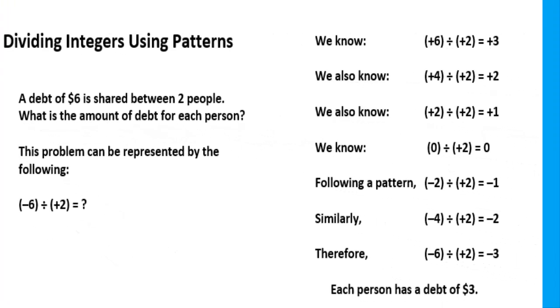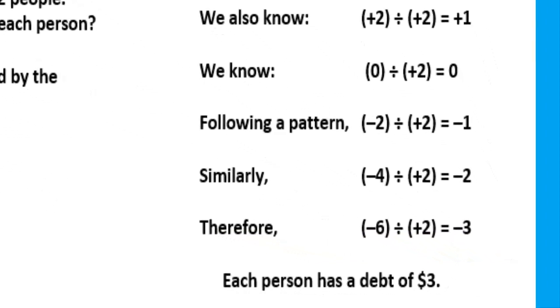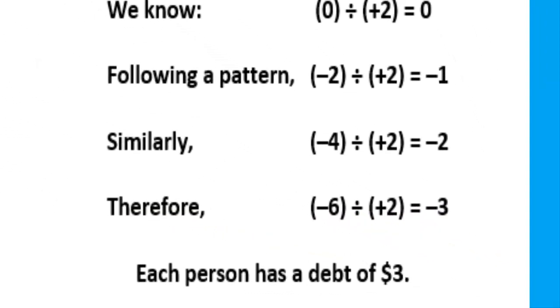Let's start with positive integers and work our way through a pattern into negative numbers. We know that positive 6 divided by positive 2 is positive 3. Working our way towards 0 and beyond, we can see that the pattern continues into the negatives. When we get to the equation negative 6 divided by positive 2, we can see the answer of negative 3. The integer negative 3 shows that each person has a debt of $3.